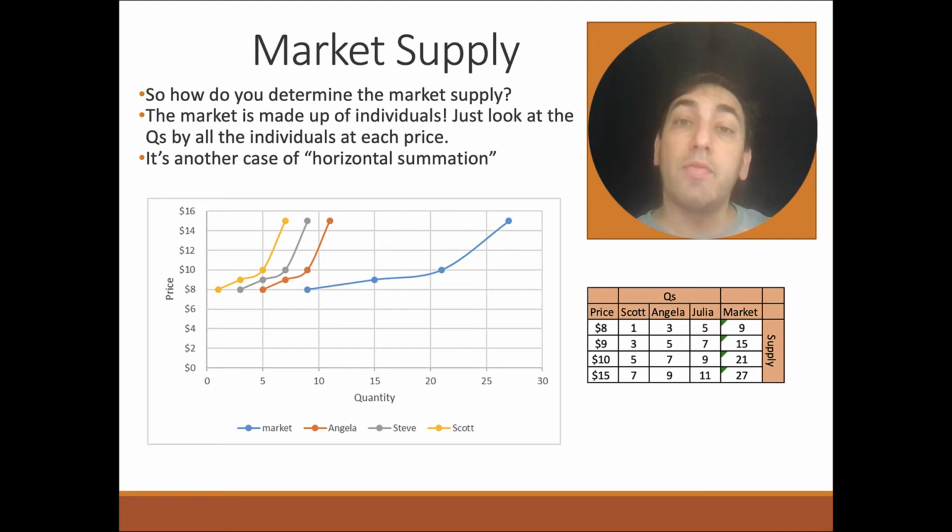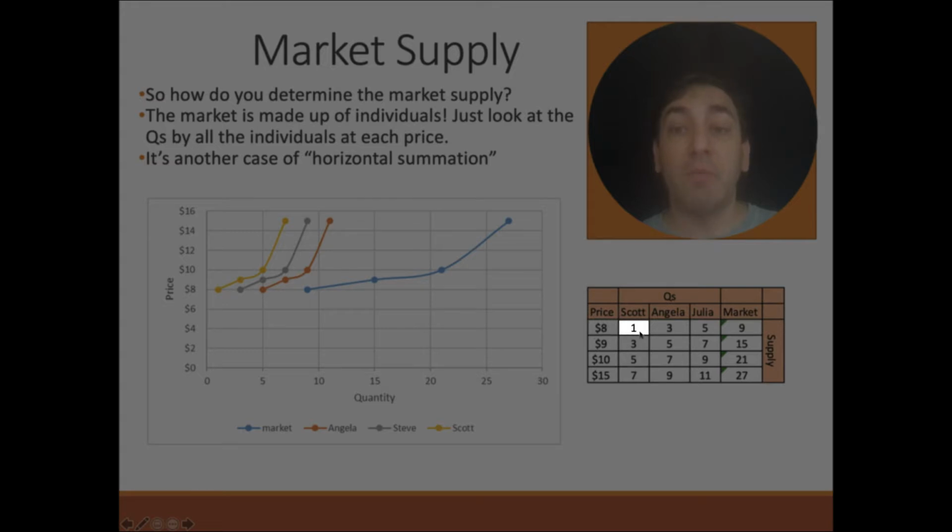Just like we had the market demand, we're going to have the market supply. So I don't need to just hire you, I could hire a bunch of people. Just like we added up the market demand, we can add up the market supply. The market supply is the horizontal summation of all the individuals. So take, for example, $8.